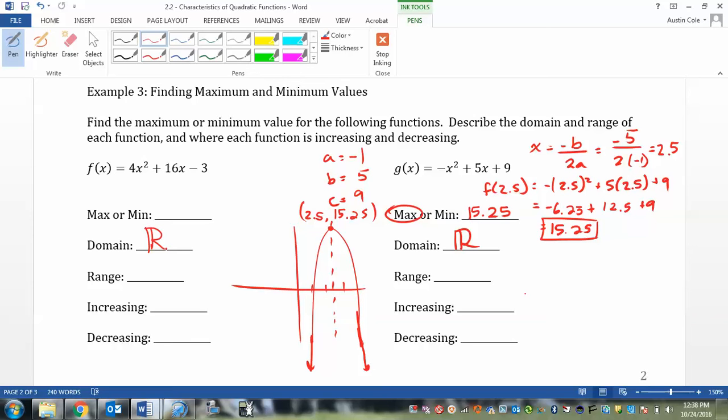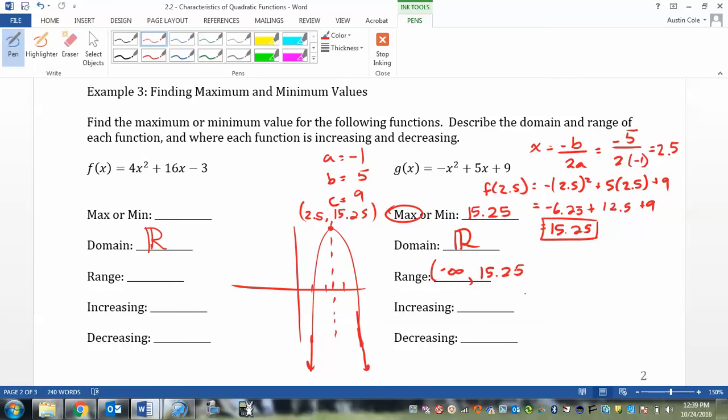Okay? Now, the range. The range talks about our y values. What's my lowest y value? It never stops, right? Those arrows are going to keep going forever and ever. So my lowest range is negative infinity. Infinity's up, negative infinity's down, to 15.25. What's my highest number? 15.25. Why wouldn't it be switched? Because we always go low to high. The lowest number's first, then the highest number. That's a good question.